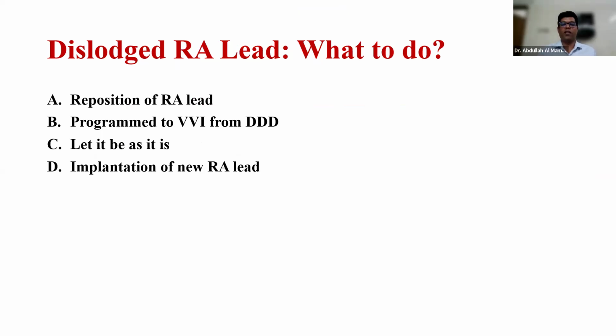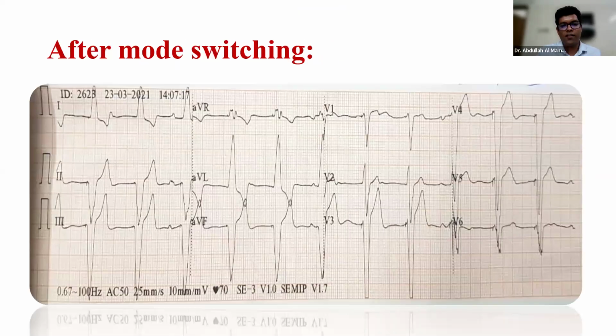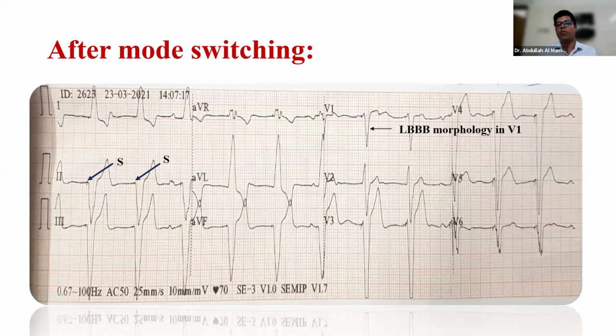Here is the ECG after mode switching, showing a pacing spike followed by a wide QRS complex. But the PR is variable, and in V1 the QRS complex has LBBB morphology, so this is single chamber RV pacing.